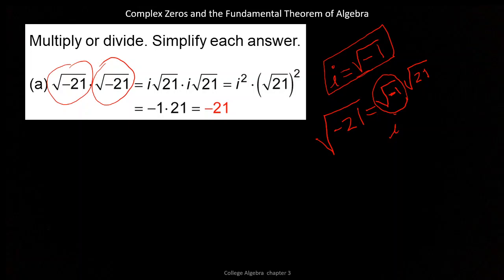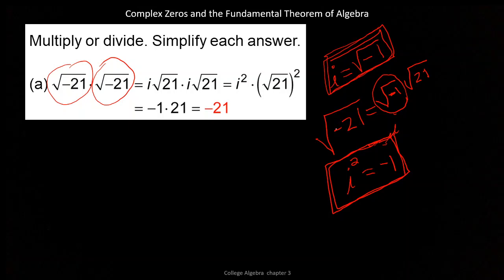Now, with the definition of complex numbers, i squared is negative 1. It's defined to be negative 1. So i is defined to be that, and i squared is defined to be negative 1. So if we write the square root of negative 21 as i times square root of 21, and i times square root of 21, the answer would be i squared. i times i is i squared, and square root of 21 times square root of 21 is just 21.